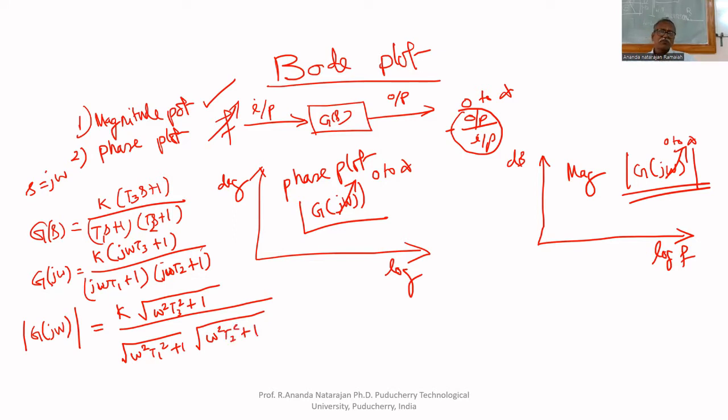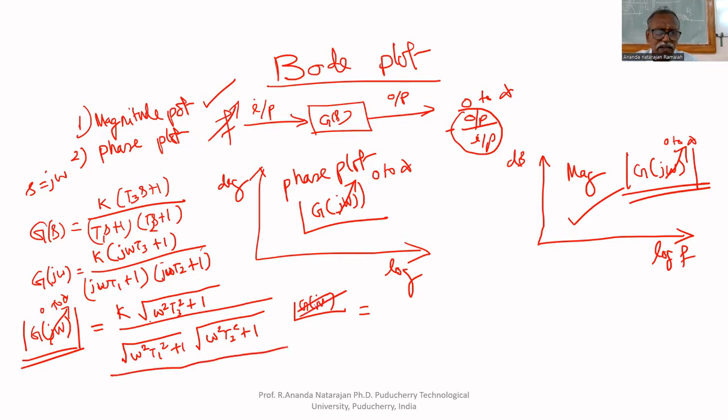So we got the magnitude. Here we have to vary omega from 0 to infinity and find this value and plot, that is called a magnitude plot. Phase plot is angle of G of j omega. One more point we have to consider: this is in linear scale. We are in need of logarithmic scale, decibel scale.